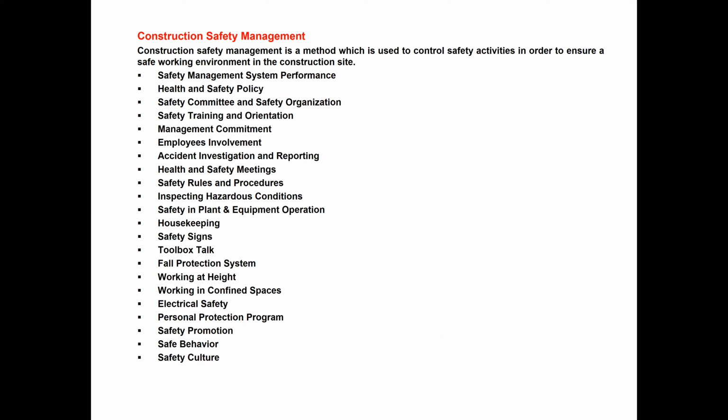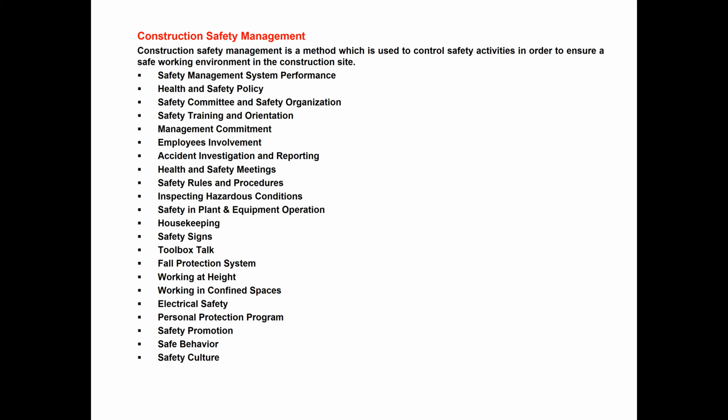Then top management or leadership must have a commitment to safety. They should implement the safety policy, and they should be committed that people are working in a safe working environment. Management should also involve the employees. Employees means they should involve the supervisors, workers, and the foremen. They should involve all those workers.